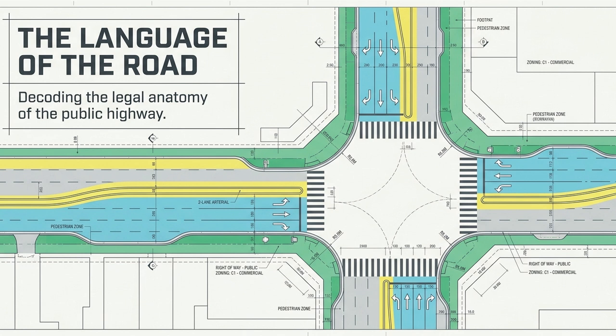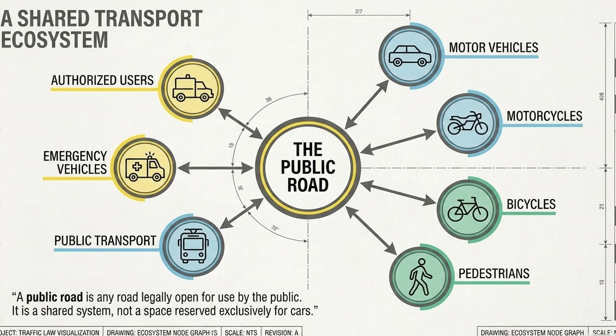Now, a huge misconception is that the road belongs exclusively to cars. It doesn't. A public road is fundamentally a shared transport ecosystem, legally open to a whole network of users: motor vehicles, motorcycles, bicycles, pedestrians, public transit, and emergency vehicles. It's a shared system, and managing that shared system safely requires strict spatial organization.